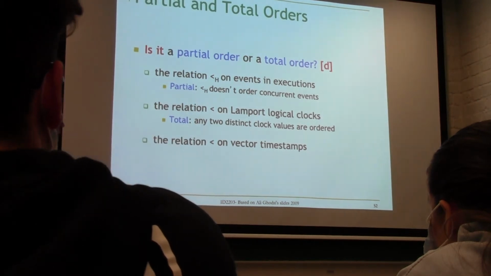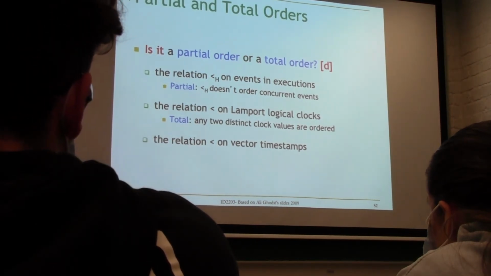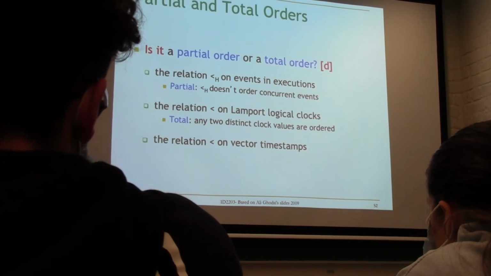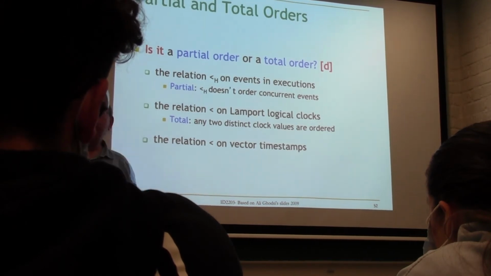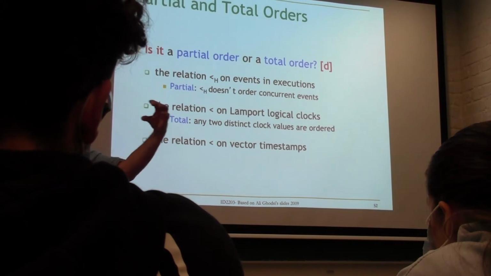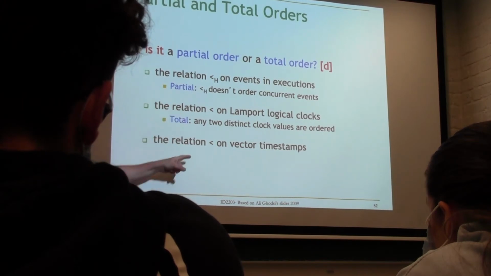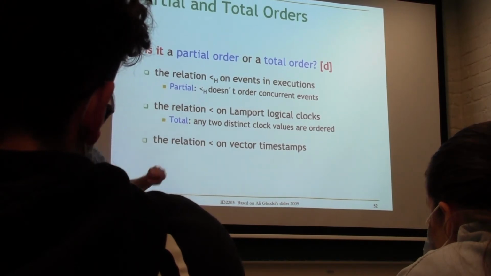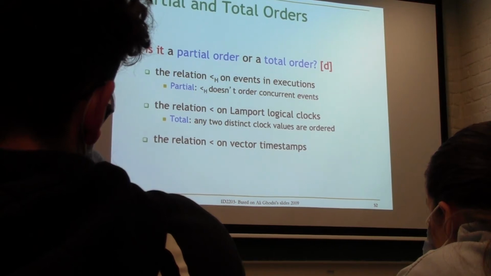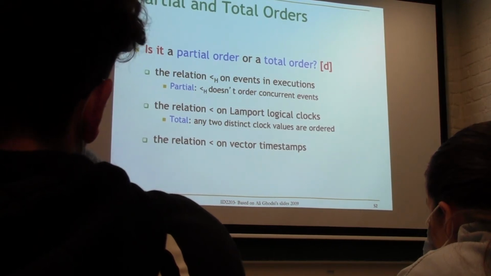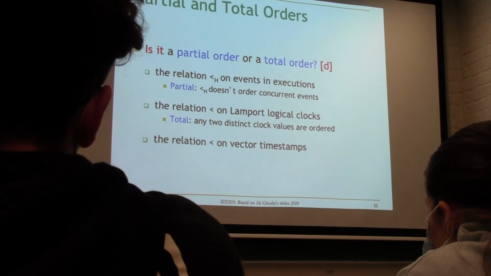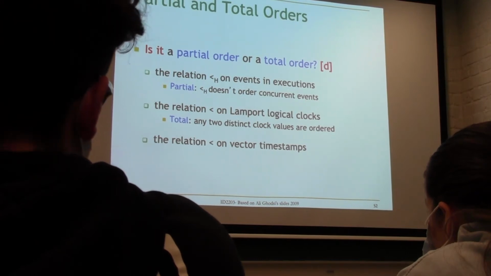So what about the less-than relation of vector timestamps? These vector timestamps are not integers. They're vectors of natural numbers. So this comparison of vector timestamps, partial or total? Partial, yes, because it's exactly reflecting causality. So the two vectors could be incomparable, whereas for integers, you can always order the natural numbers. Okay?